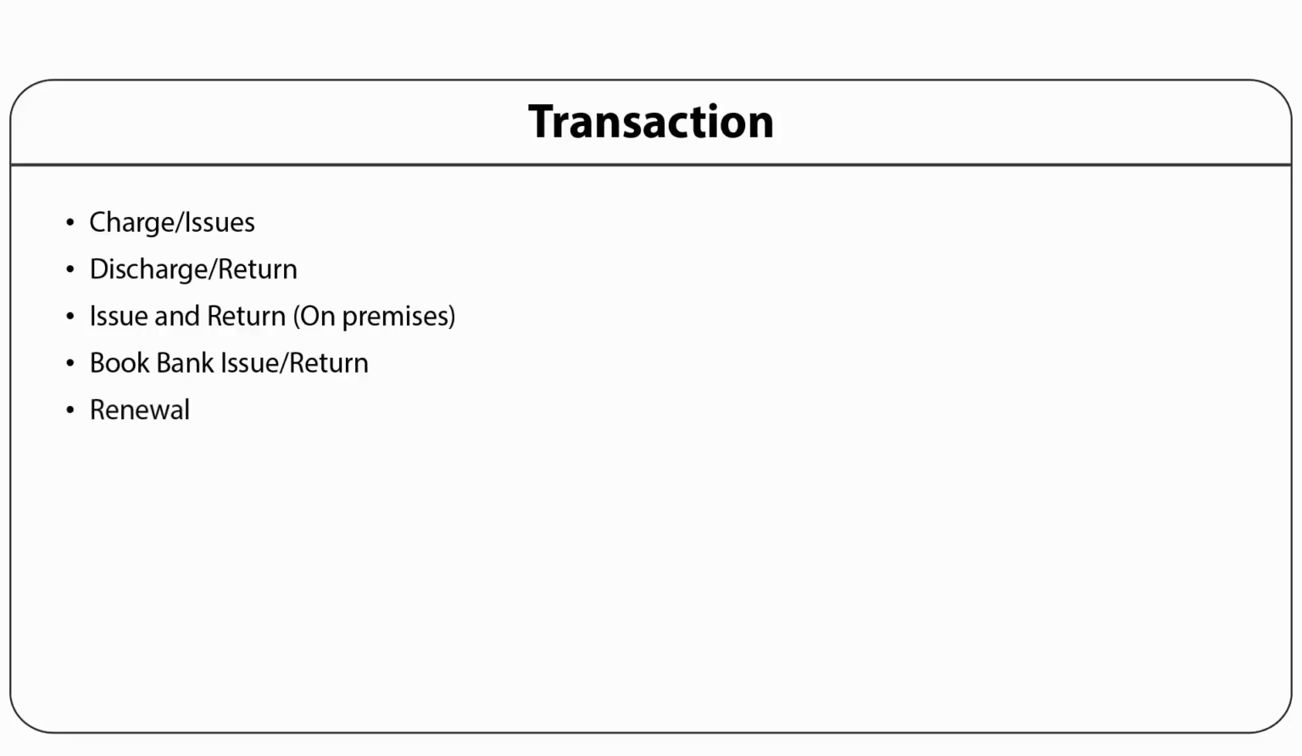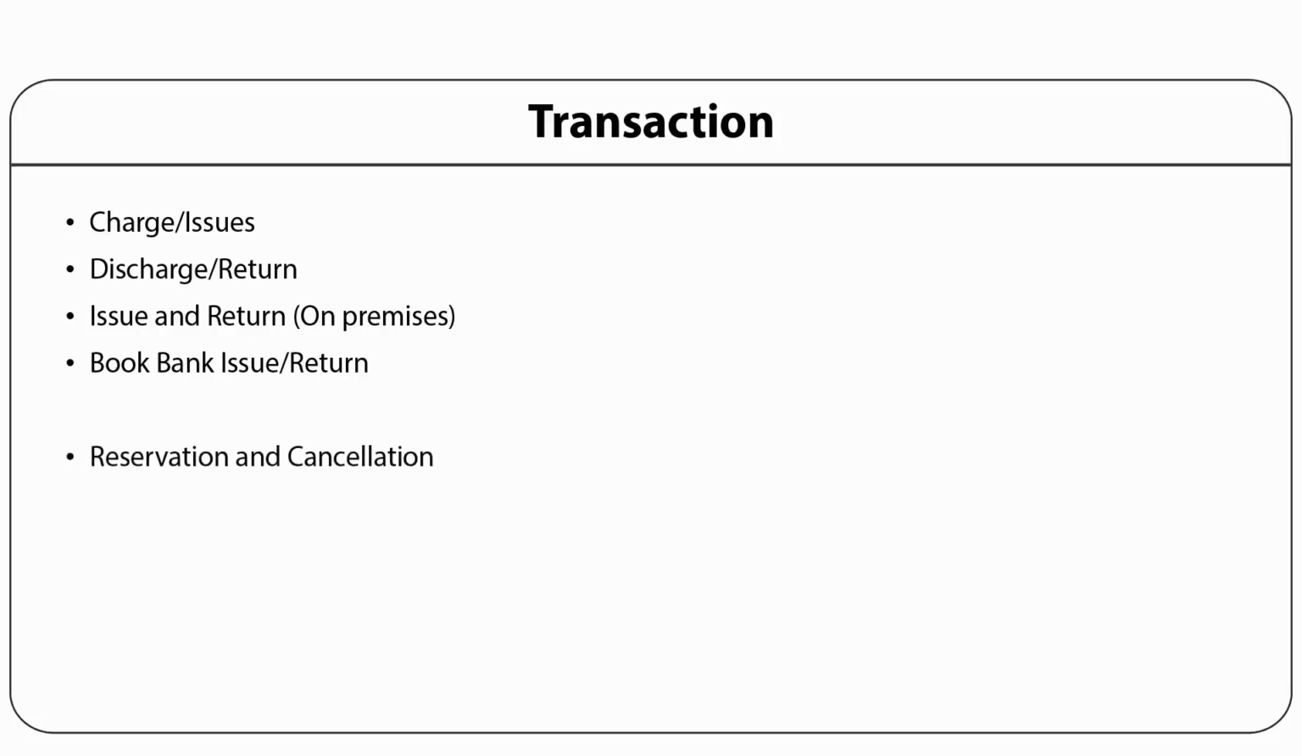Number 5, renewal. This is meant to issue a document to the same member again by renewing the transaction record. Due date gets changed automatically in the process. The renewal process will be successful if someone has not reserved the document.